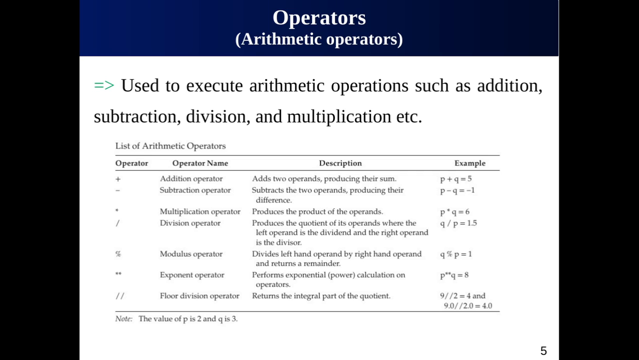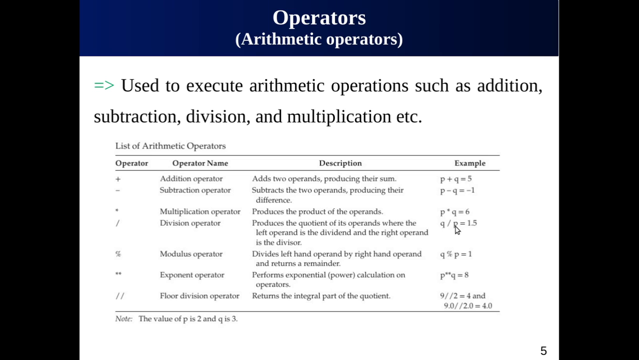For example, p multiplied by q, that is 2 multiplied by 3, will give you a 6. Then for division, we have the slash operator. It will actually produce the quotient of its operands. When you divide a number by another number, the quotient you get is produced by the operator represented by the slash.